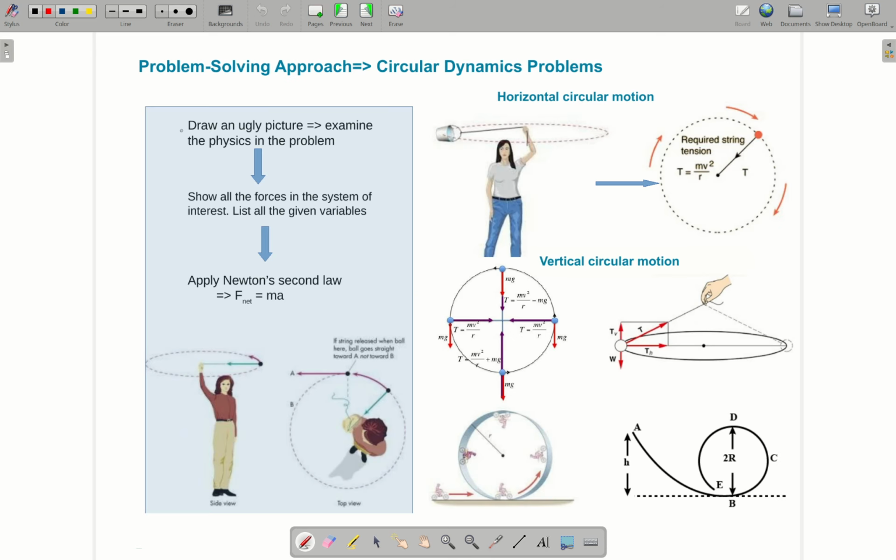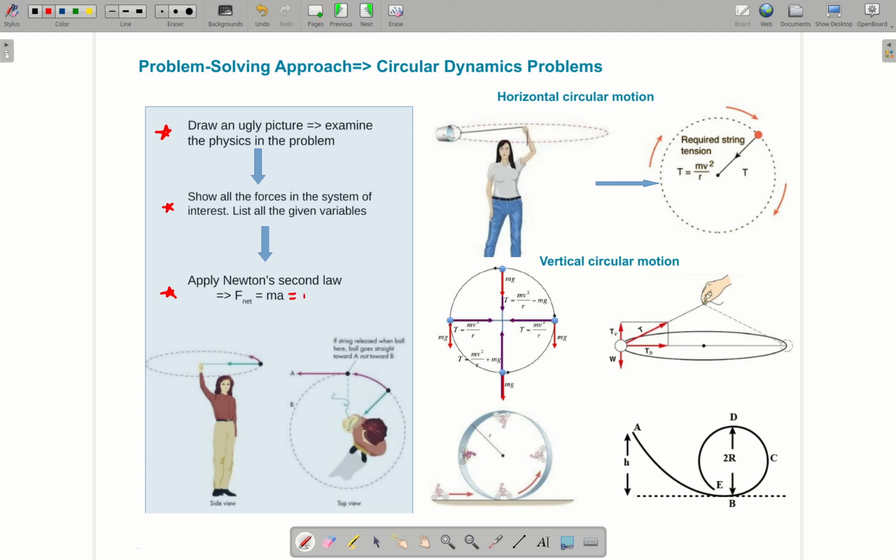Here's what we will do as we are solving dynamic problems of circular motion with F net equal to ma. We will, of course, as always, draw an ugly picture. Examine the physics in the problem, write down everything you have, show all the forces and so forth. List all the variables and then apply Newton's second law: F net is equal to ma.